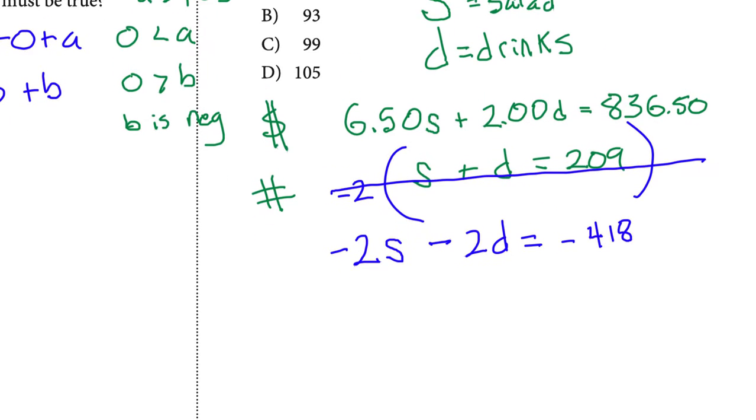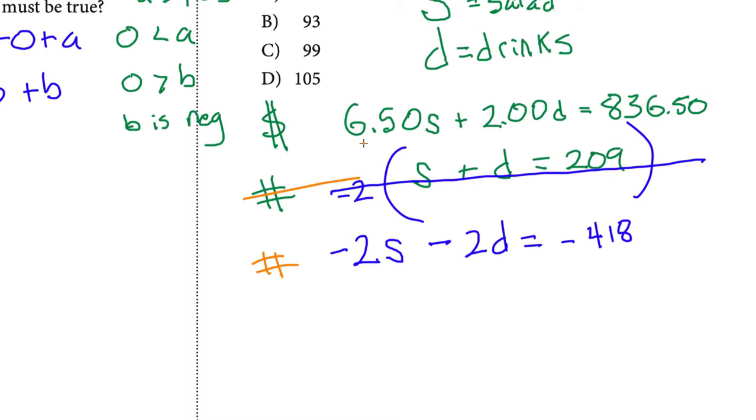Now I'm going to add my new number equation with my money equation, and the D's should cancel out. So this 2D and -2D are gone. I now need to do 6.5S minus 2S.